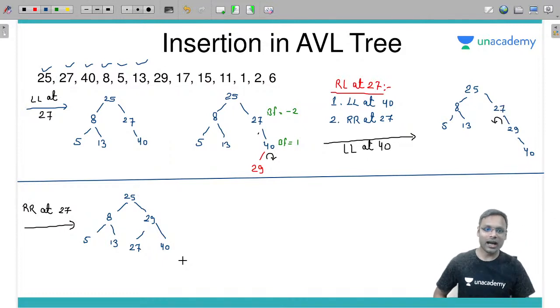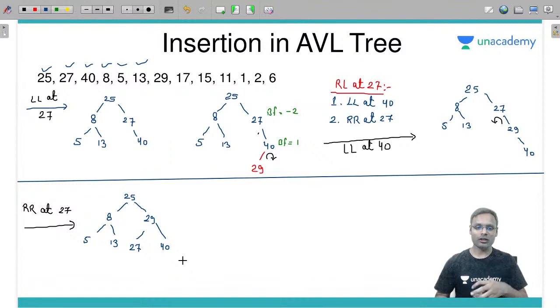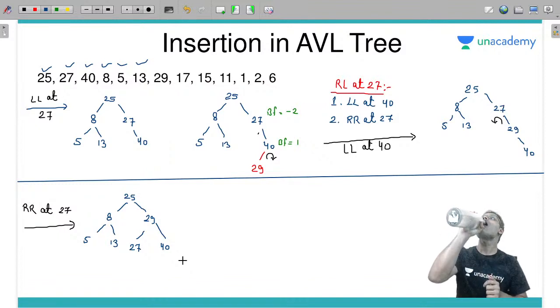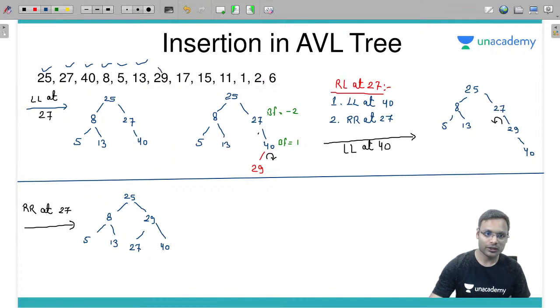Check, have you managed to get this much? If you got the same tree or not. If you got the same tree, let's go further and try to insert the next value. 29 is done. Now next is 17. Let's insert 17.